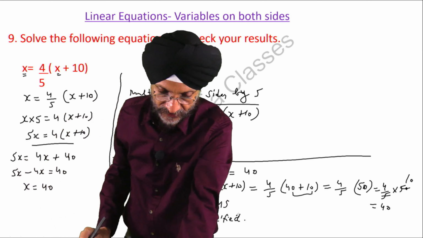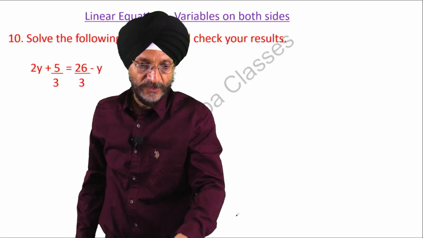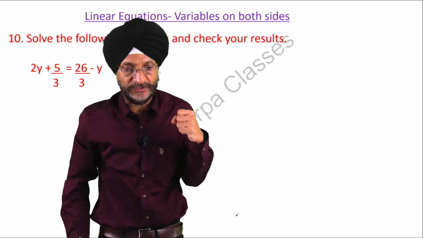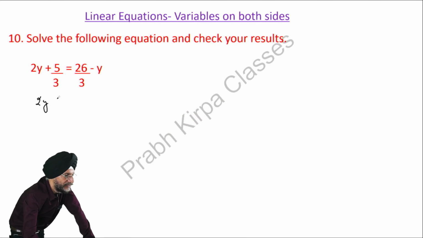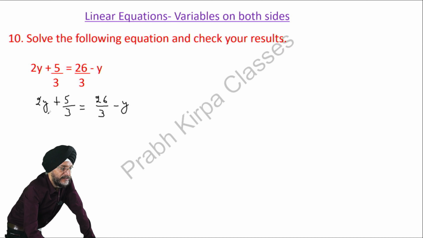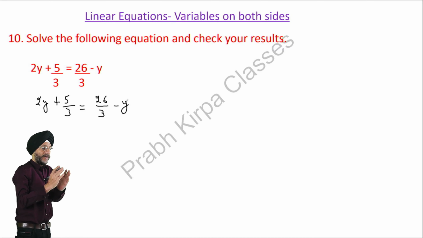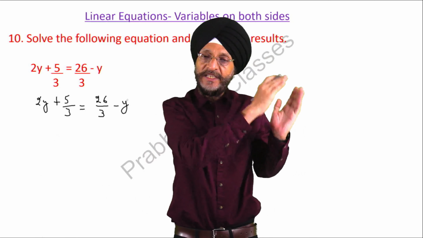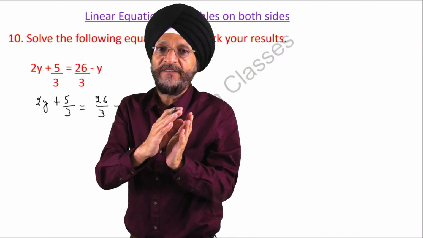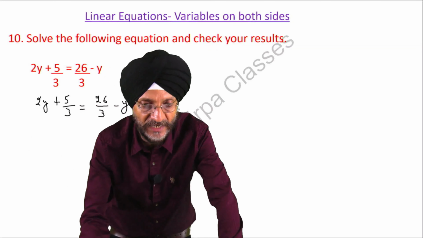So the next question before us is, solve the following equation and check your results. So here, first of all, we will write this same equation as it is. (26/3 minus y). So y in this case is variable. First of all, we will take the numbers which have variable to one side, that is on the left hand side, and the numbers which do not have any variable to the other side, that is right hand side.